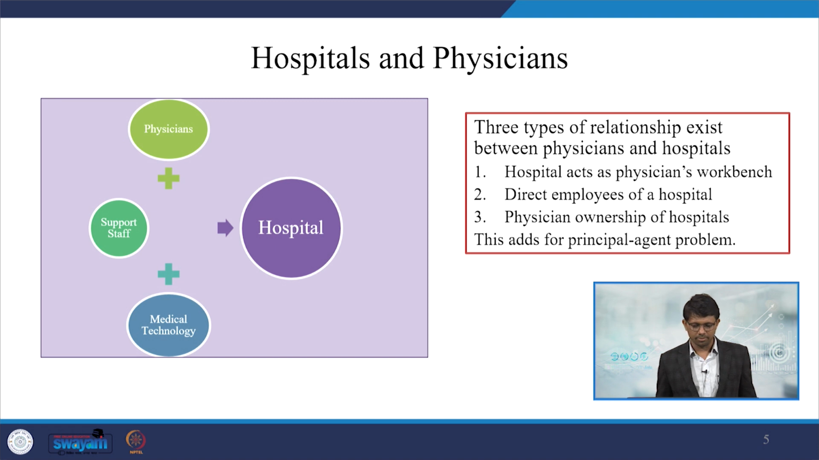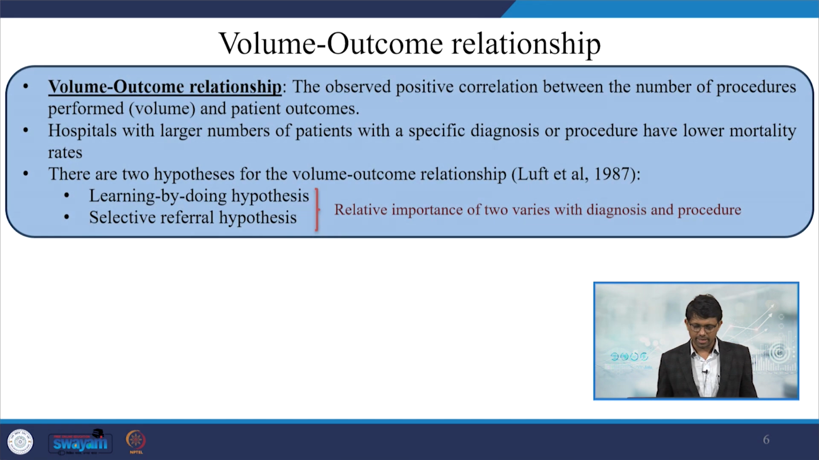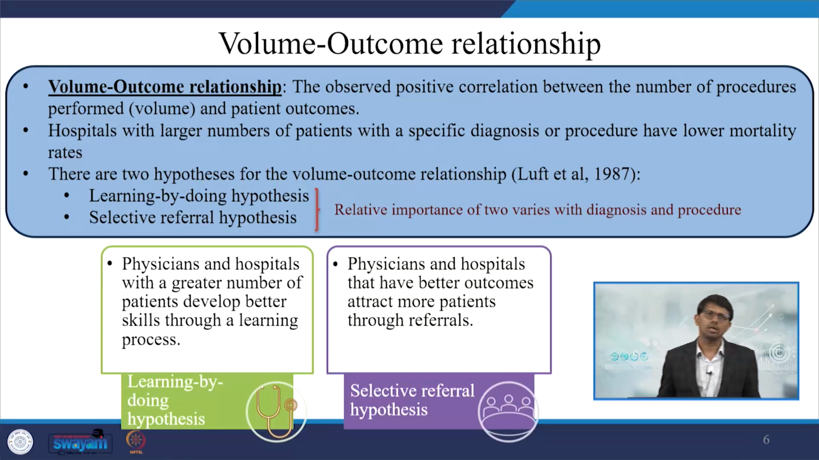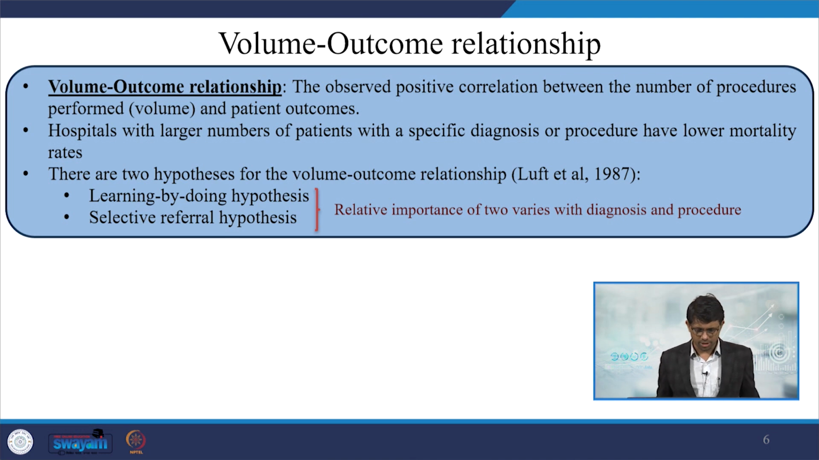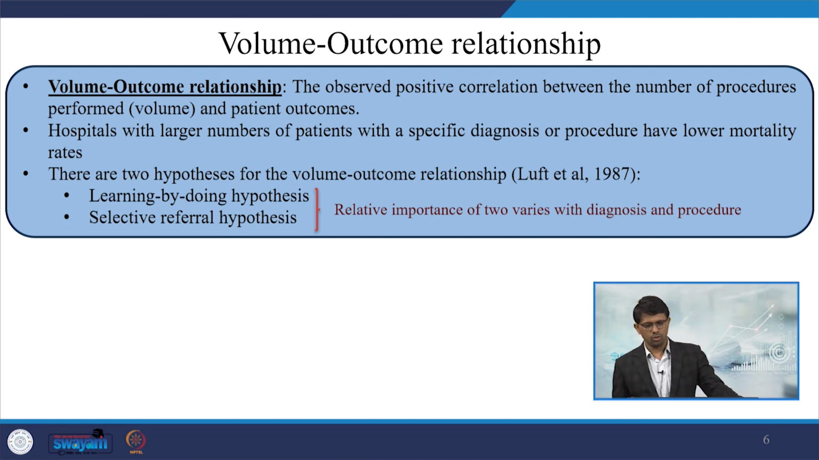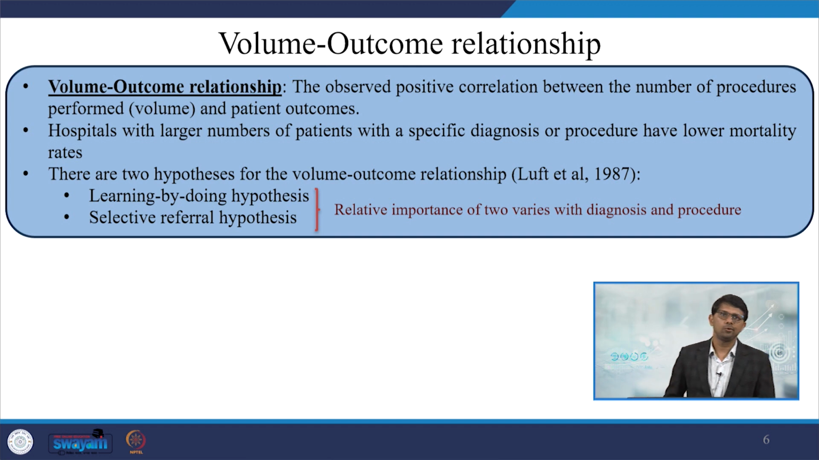Some of these might be discussed in other chapters, but at this moment we are trying to emphasize the volume output relationship, where we discuss the observed positive correlation between the number of procedures performed, that is volume, and patient outcomes. Hospitals with larger numbers of patients with a specific diagnosis or procedure have lower mortality rates. There are indeed two hypotheses for the volume outcome relationship, as mentioned by Luft et al. in a 1987 paper or study.